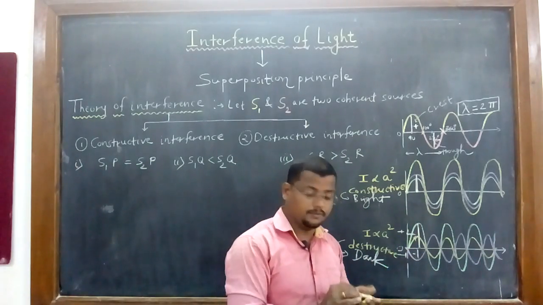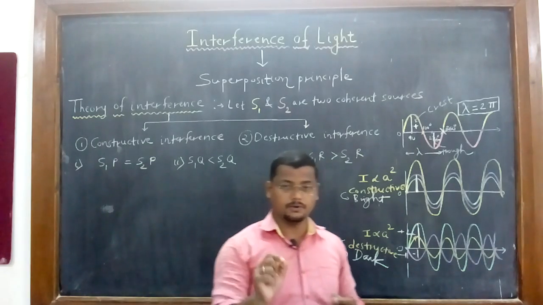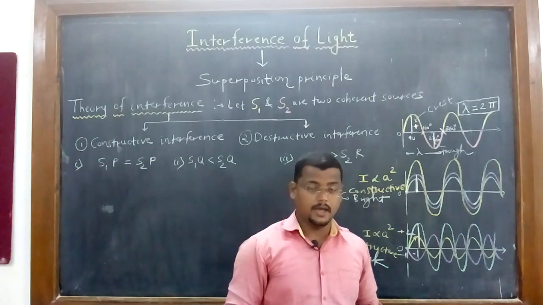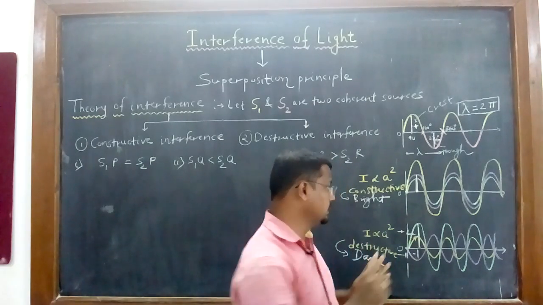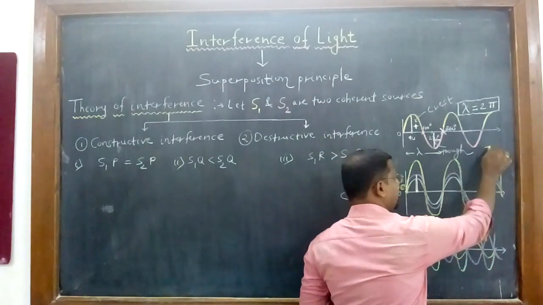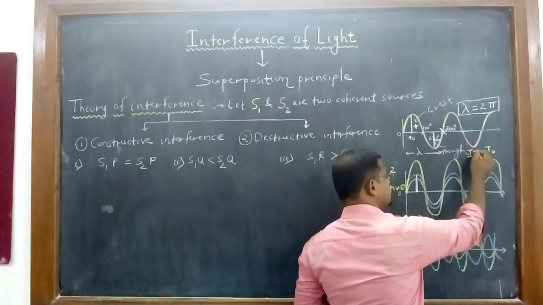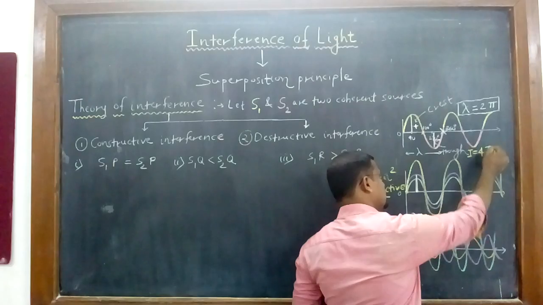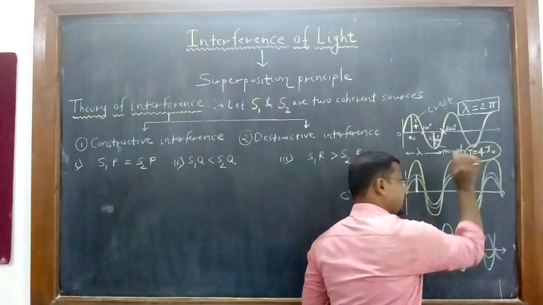One important point for your CET exam: the intensity of light in constructive interference is large, and it is 4 times the incident wave intensity. Meaning if the incident light has the intensity of I naught, then after constructive interference, this intensity of incident light is multiplied by 4.